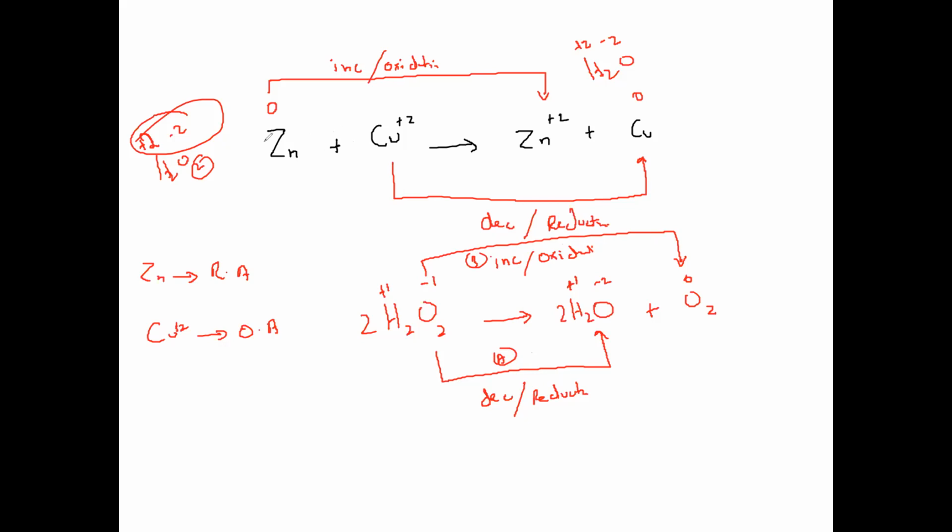Here what happened in the previous example, zinc was oxidized and copper was reduced, different elements. But here, the same element is oxidized and reduced. Is this example clear? And the type of the reaction, the disproportionation reaction? Any doubt in this?